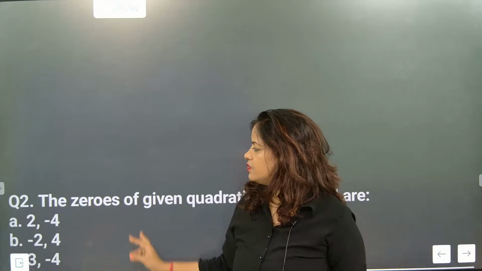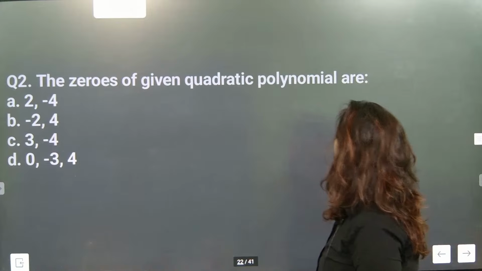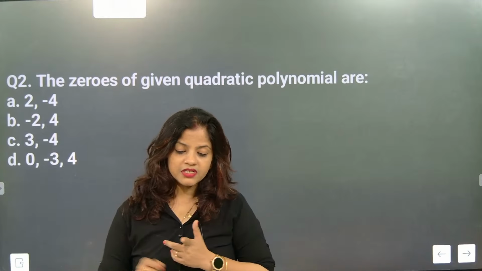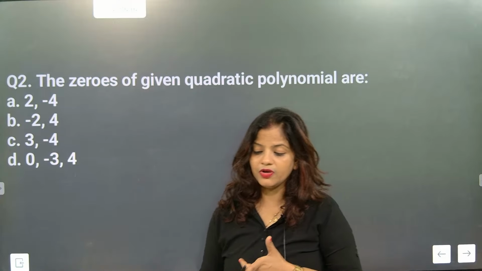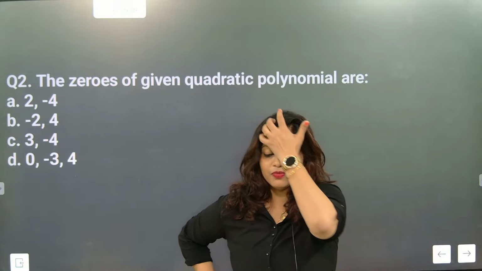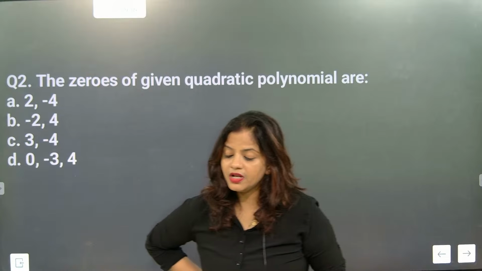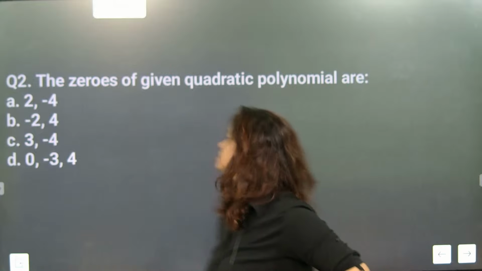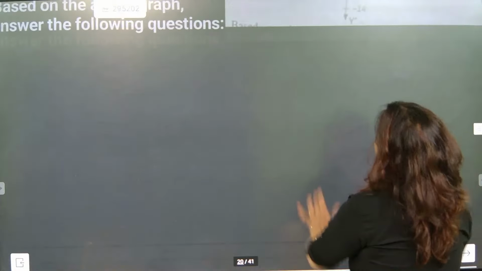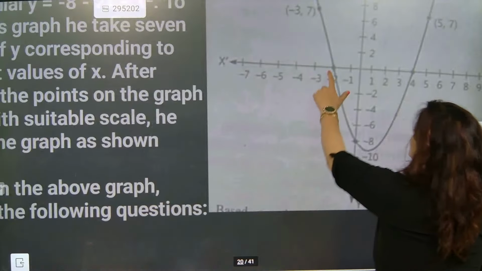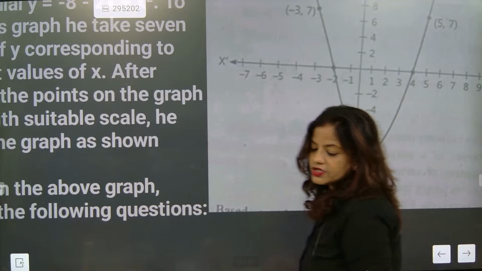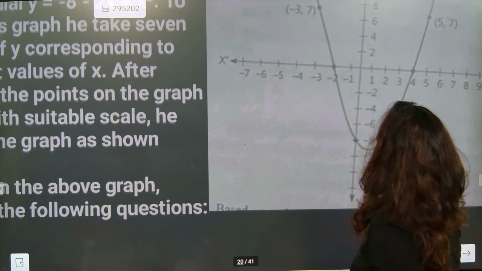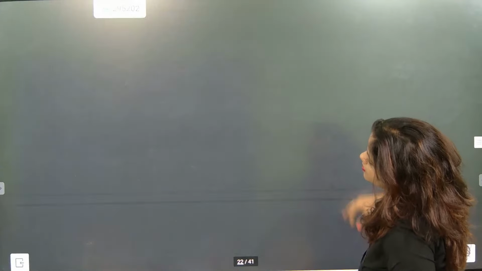Second question: the zeros of the given quadratic polynomial are. I think you might have seen that the graph cuts the axis at 2 points. What are the zeros of the quadratic polynomial here? Yes, minus 2 comma 4. Absolutely. One point is minus 2 and the second point is 4. So the zeros of the quadratic polynomial are minus 2 and 4. We will go for the next one.